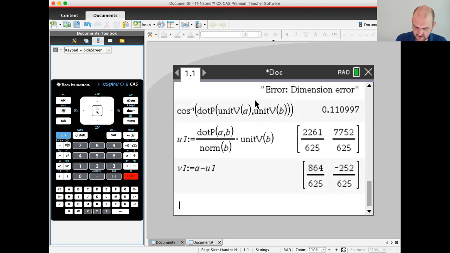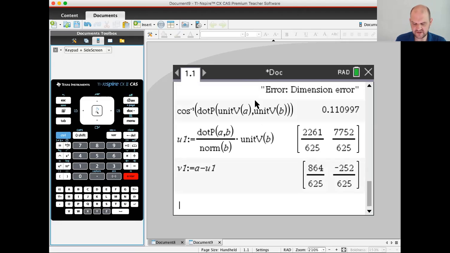2261. I mean, on the other hand, it's just a matter of arithmetic, says the guy who didn't want to do it. Okay, that's that. And then this is 864 over 625 and negative 252 over 625.